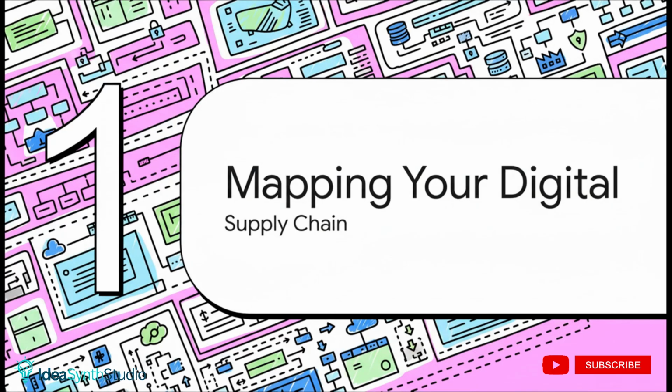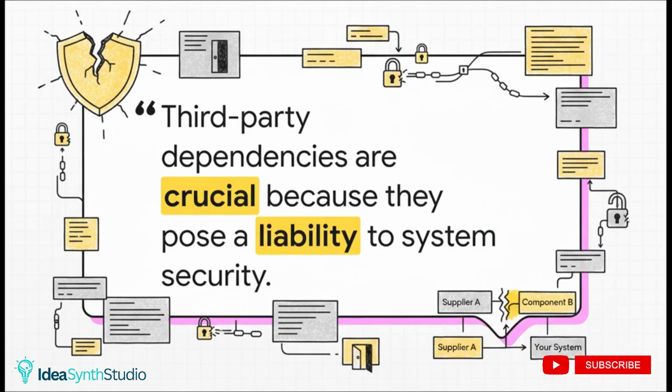So if your job is to secure an application, the very first thing you've got to do is draw a map. The logic is simple, really. You can't protect what you can't see. You absolutely need to understand every single piece that makes up your software, and more importantly, where it all came from.